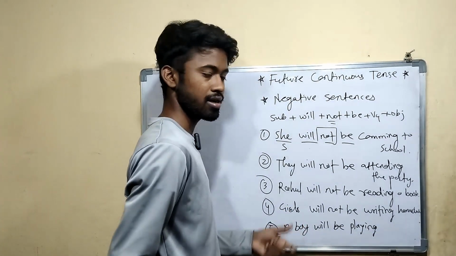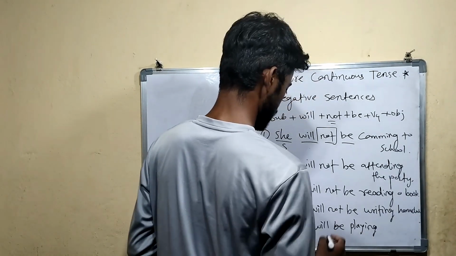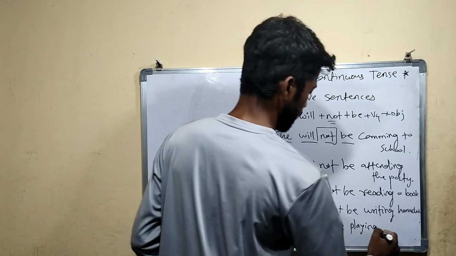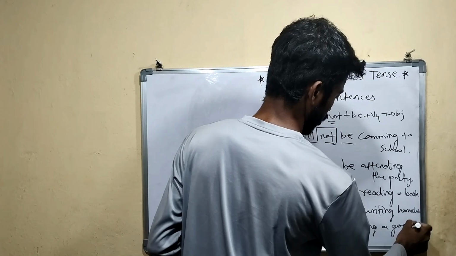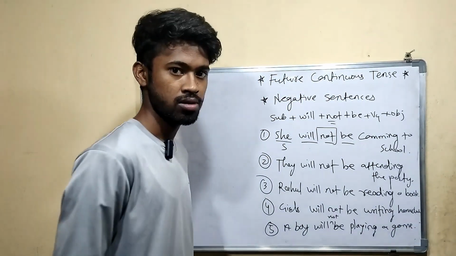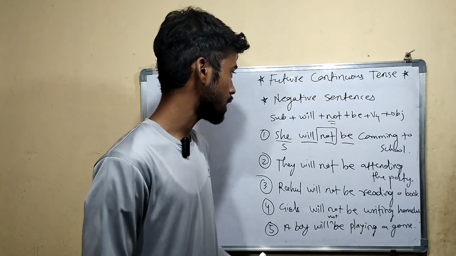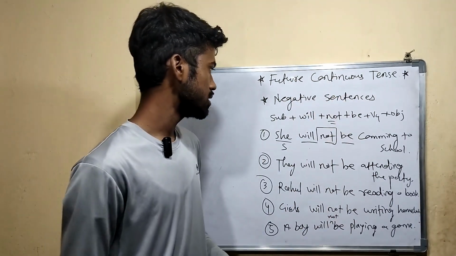These both are contradictory sentences. A boy will not be, here I made one mistake. A boy will not be playing a game. Nowadays all the boys are playing only games. They are purchasing mobiles only for playing the games. Now you understood negative sentences in future continuous tense.